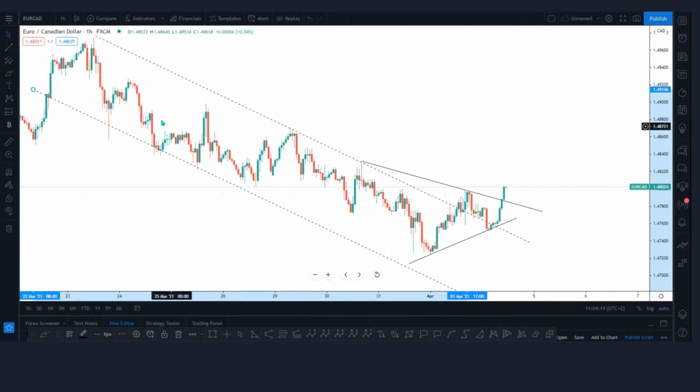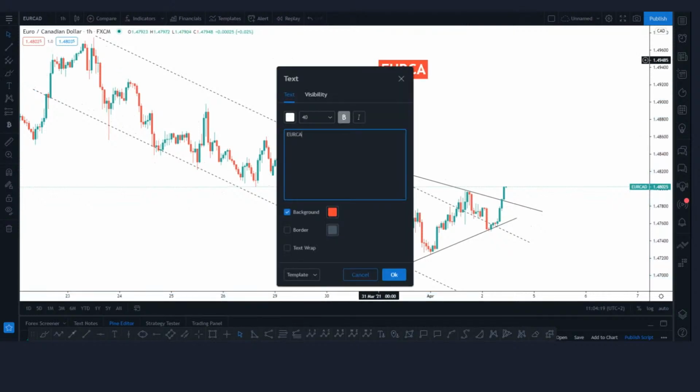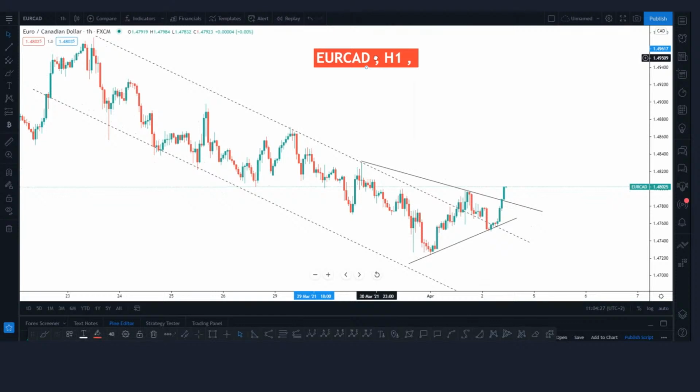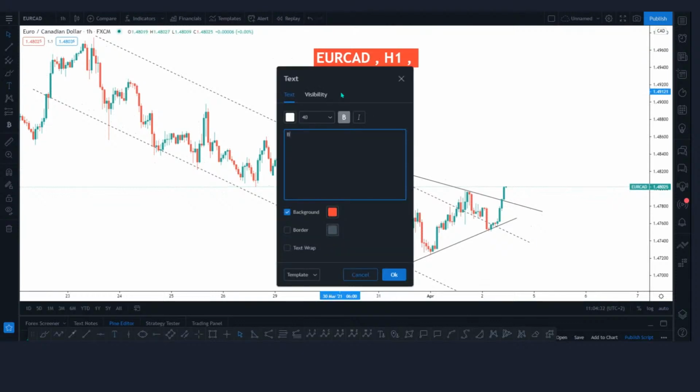So right now, the EURCAD. I'm just going to type here. That's EURCAD. I like to type the H. Okay, and so that's the scenario. What the point right here is, this broke out of a symmetrical triangle, and this symmetrical triangle was contracting.